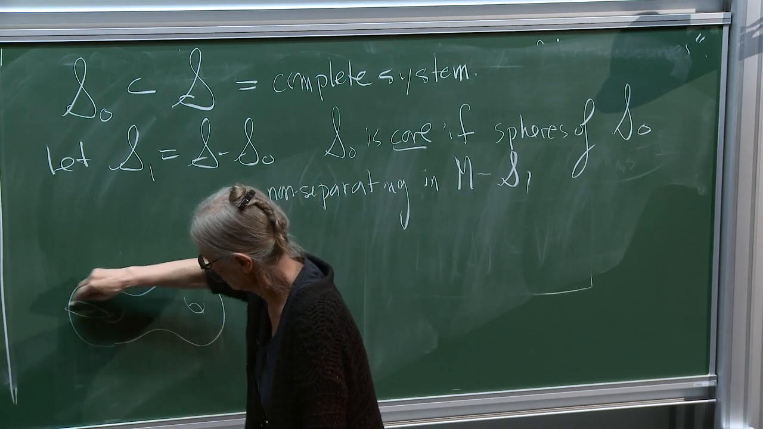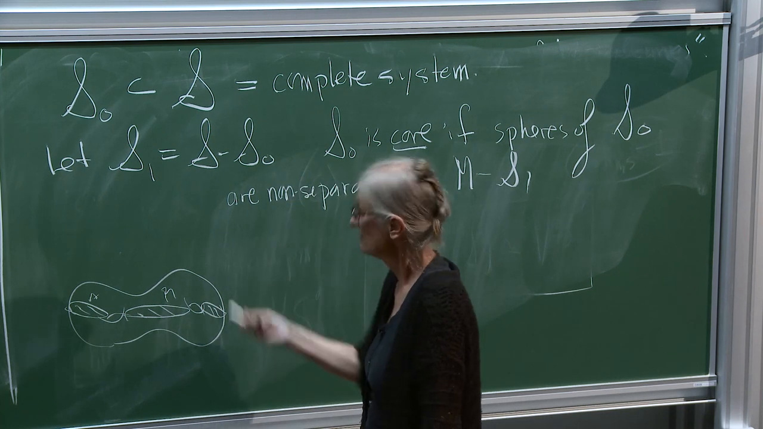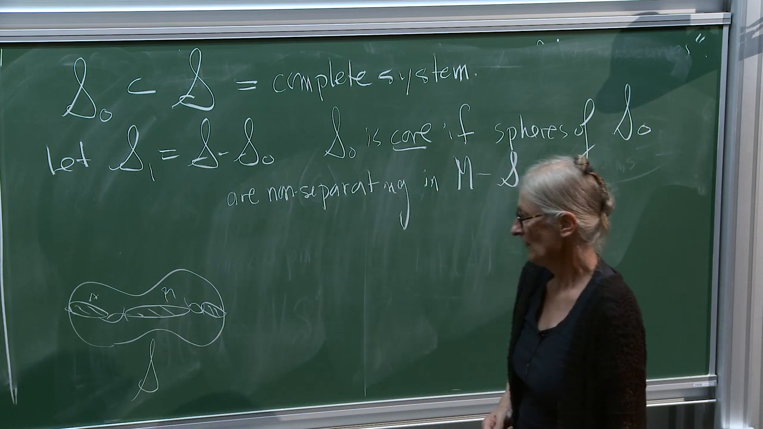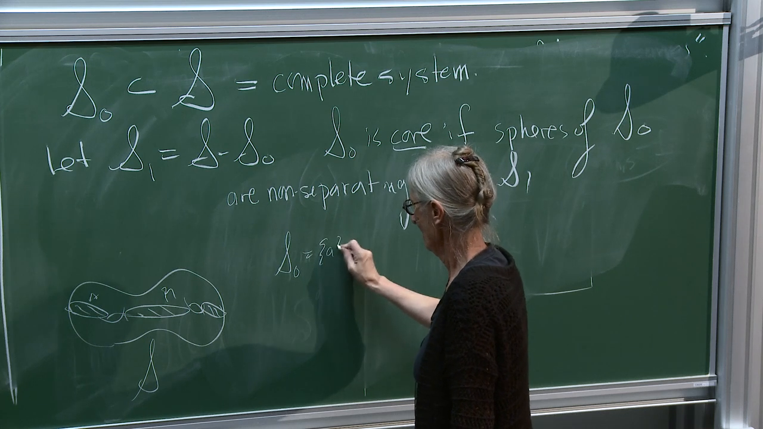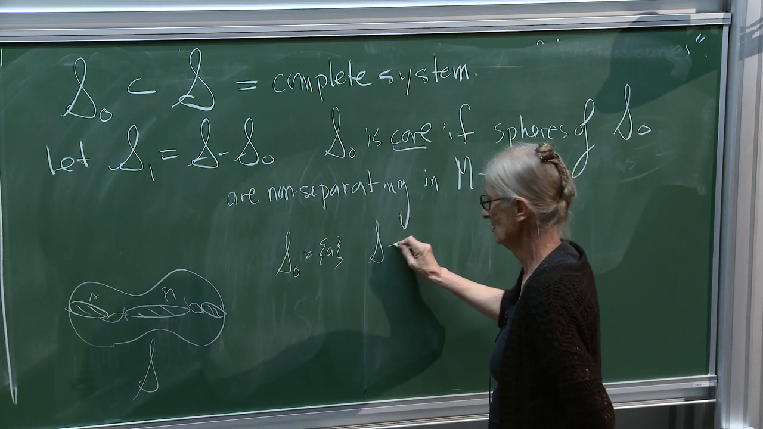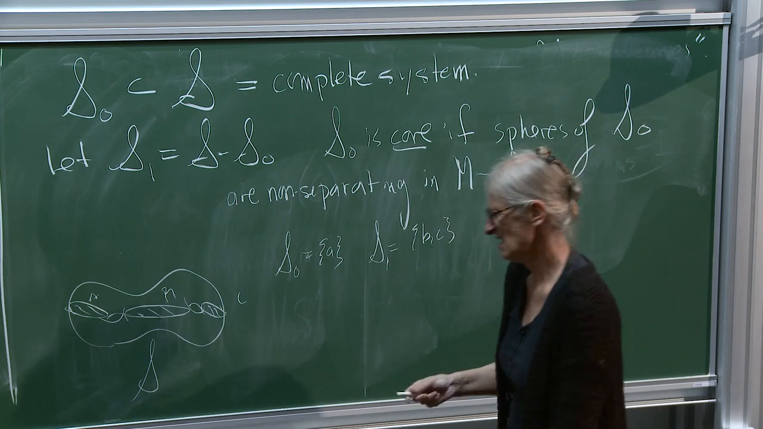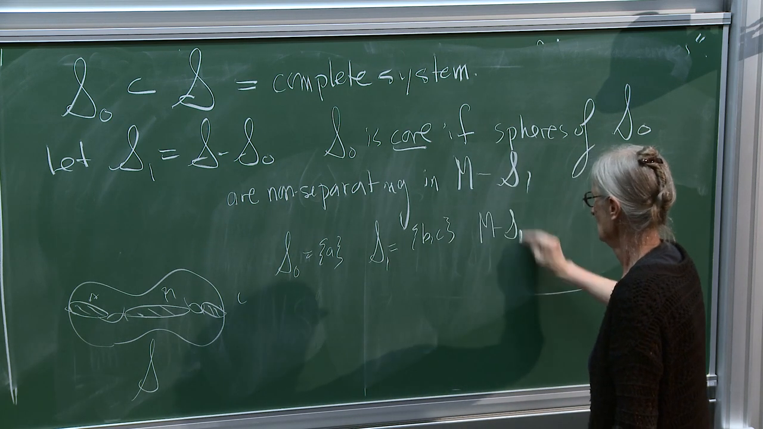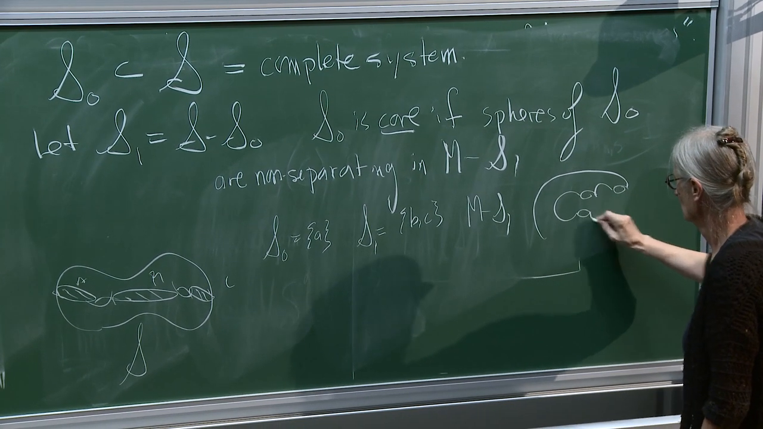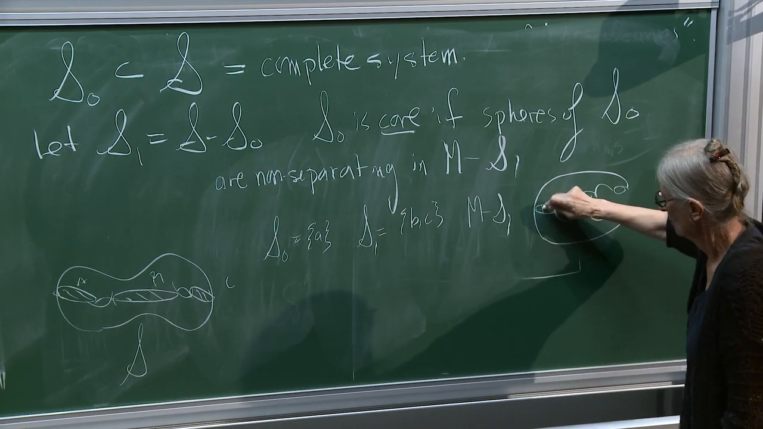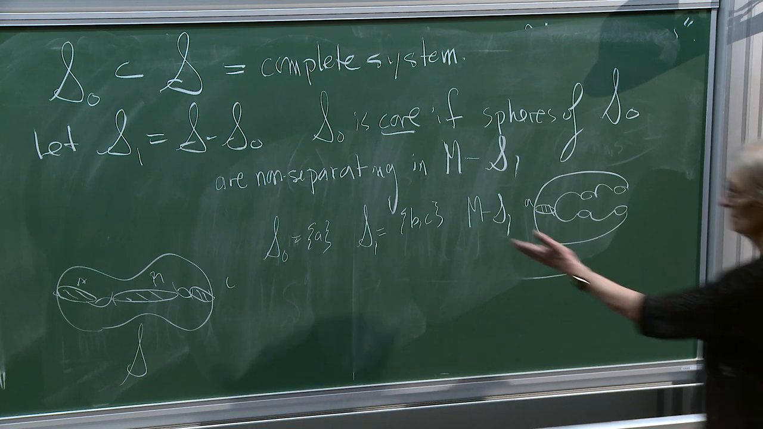So, for example, my simple example over and over again, A, B, and C. That's my sphere system S. If I look at just the sphere system A, then what's left over is B and C. And if I cut the manifold open along B and C, it looks like that. And A becomes separating. Okay, so this is not core.